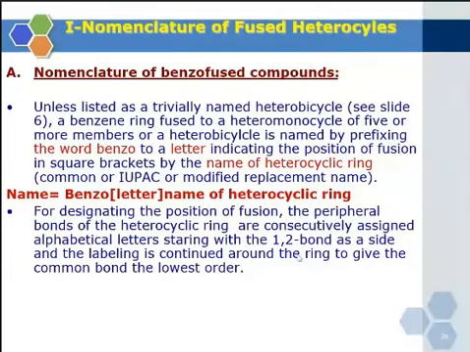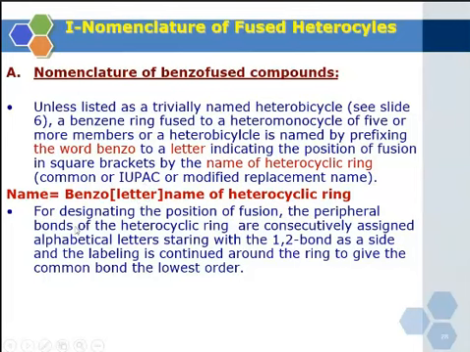For example, if we talk about a benzo-fused ring, then the nomenclature should bear a structure like this. First benzo, then the square bracket, which gives us the position of fusion, followed by the name of the heterocyclic ring. The benzene ring is fused with the heterocyclic ring. The position at which they are fused is shown here within this square bracket.